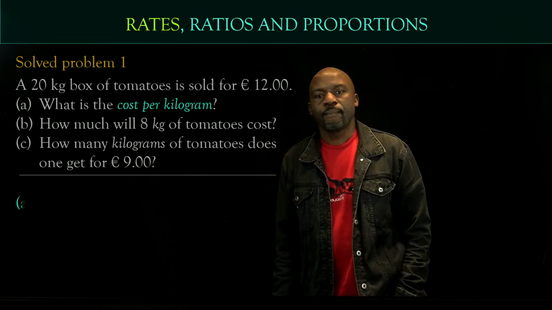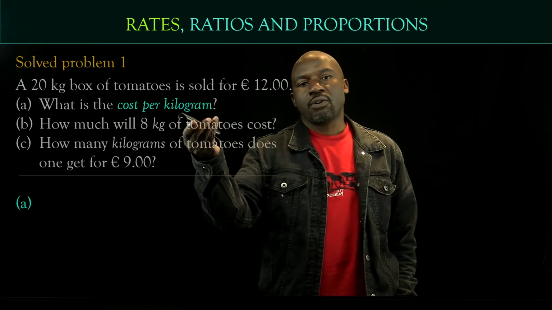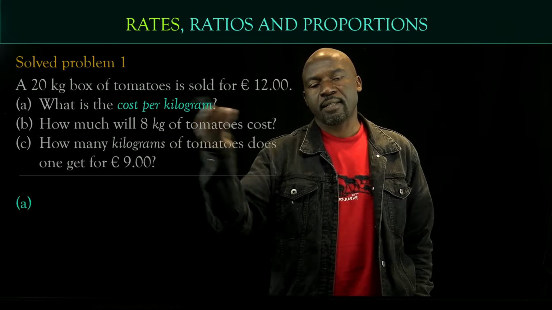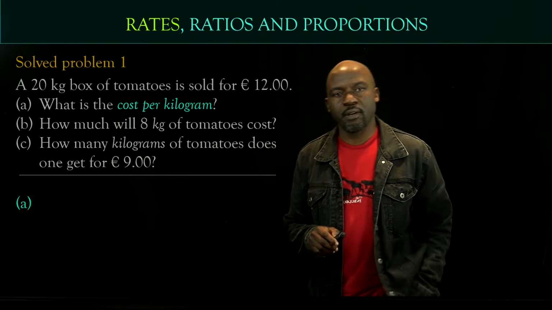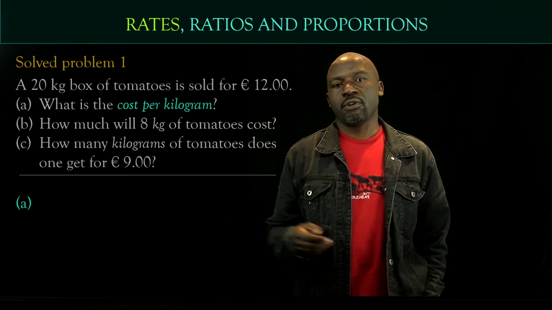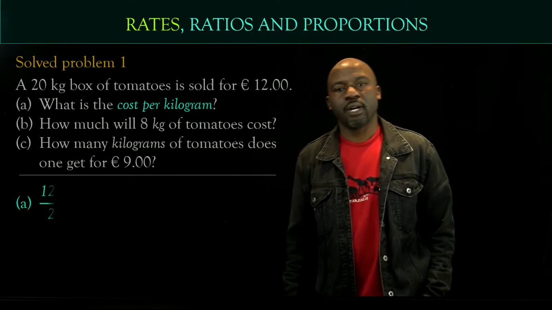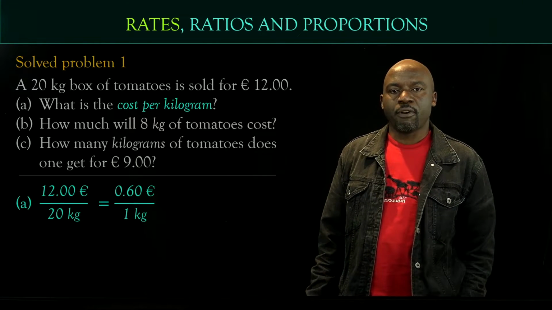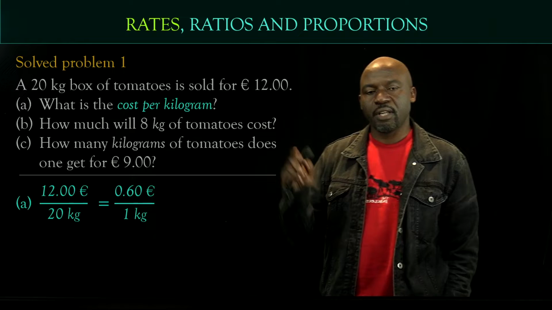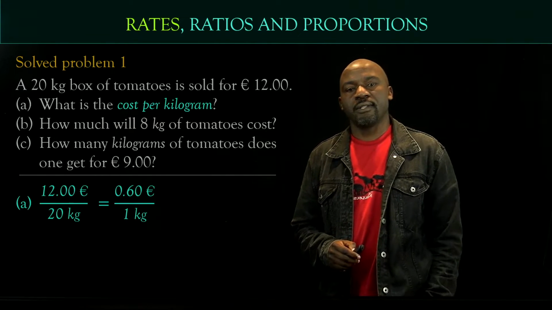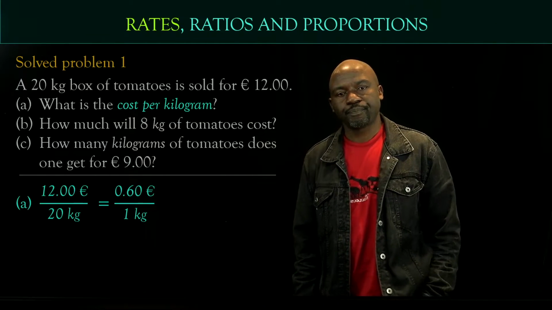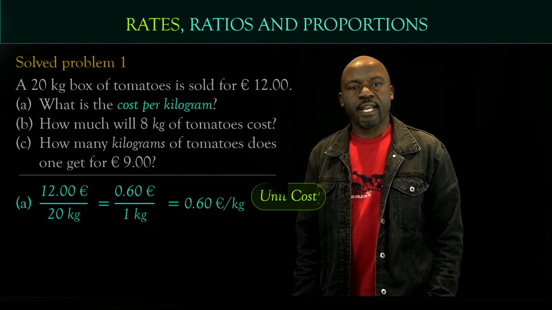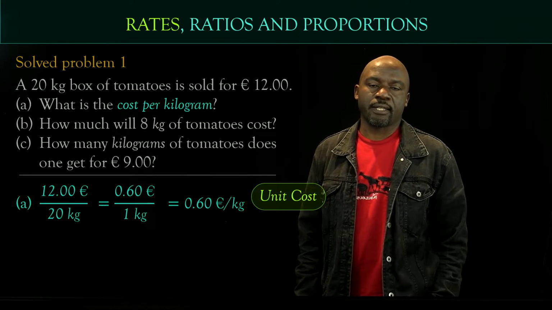Okay, so let's see. For part A, we want the cost per kilogram. So for cost, we have to put the money in the numerator and the mass, or the kilogram, in the denominator. So we must say 12 euros for 20 kilograms. So 12 divided by 20. If we do that division, we get 0.6 euros per kilogram. So every kilogram costs us 0.6 euros or 60 cents. And that is sometimes called the unit rate or the unit cost in this case.